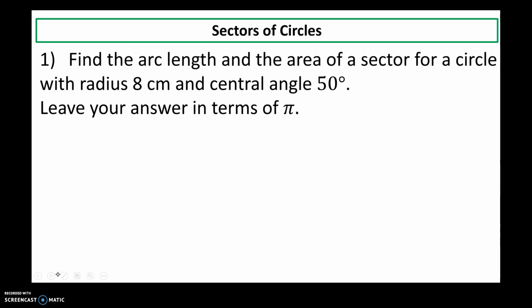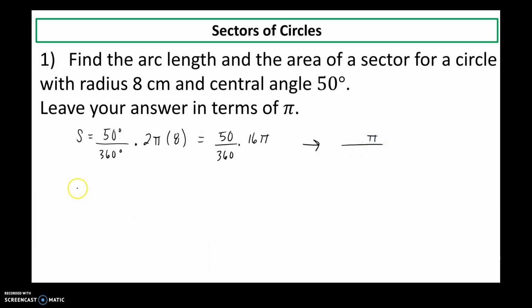Find the arc length and area of a sector for a circle with a radius of 8 and a central angle of 50 degrees. Leave your answer in terms of pi. Arc length is s, central angle is 50 degrees, part of the circumference of the circle. Just plugging that information in, I have 50 over 360 times 16 pi. Simplify that answer. That's going to be part of your homework. Area of the sector is part of the area of the whole circle, so we get 5 over 36 times 64 pi. Simplify that final answer for me.